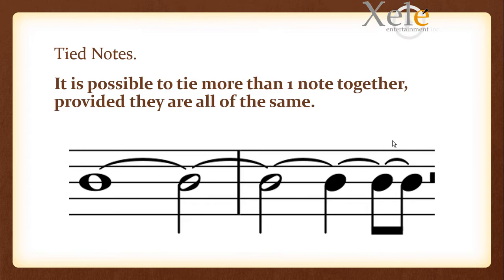Now, it is possible to tie more than one note together, provided they are all of the same pitch. So here you see I have this note on the third line of the staff. Here the note is on the third line, third line, third line. Everything is on that third line. As a matter of fact, they have the same pitch, so it is possible to tie all of them together, as you can see in the picture. So it's possible to actually tie more than 2 notes together, provided they are all of the same pitch.